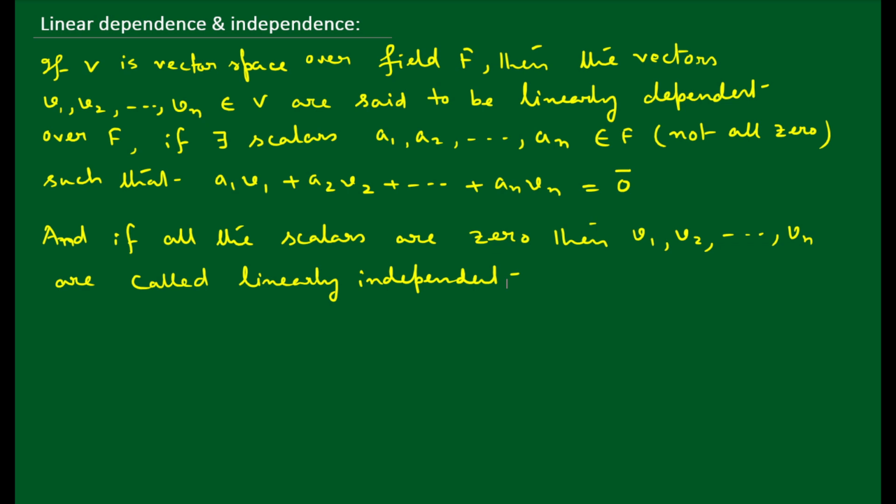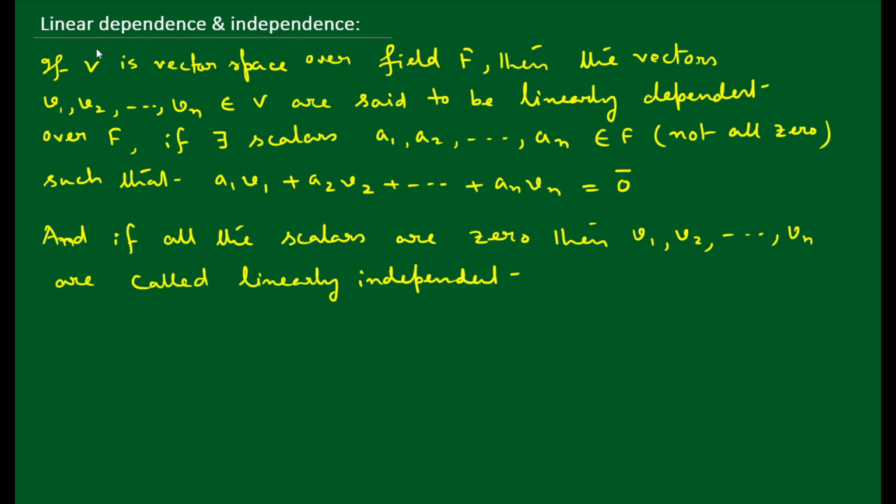So today we are going to learn a very hot topic on vector space or linear algebra, which is linear dependence and independence. So we'll see when some vectors from a vector space are said to be linearly dependent and independent. Okay, so let's get started.